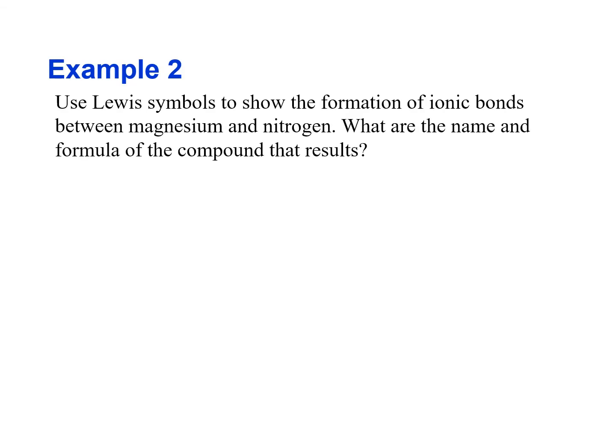So for example, let's say that we're looking at magnesium and nitrogen here. What would the ionic compound formation look like here? I'll start by drawing out a symbol for magnesium, Mg, 2 dots, as we've already discussed earlier. Nitrogen is in group 15, just like phosphorus is, so 1, 2, 3, 4, and 5.